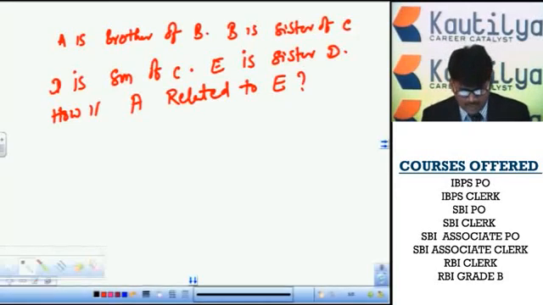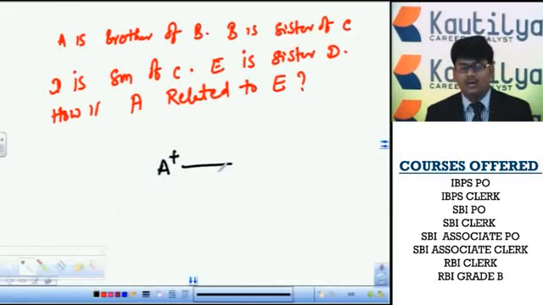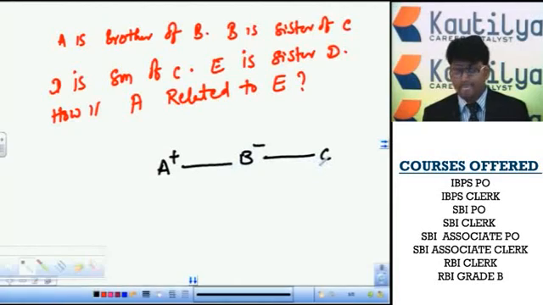Here A is brother of B. A is clearly a male person, so we denote it with a plus. A brother is represented by a horizontal line with B. Next, B is a sister of C. B is clearly a female person, so we denote it with a minus. Sister means we denote it with a horizontal line with C.